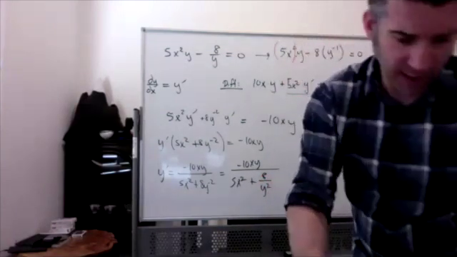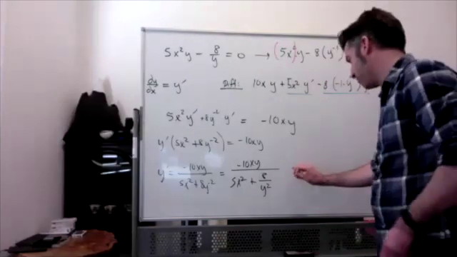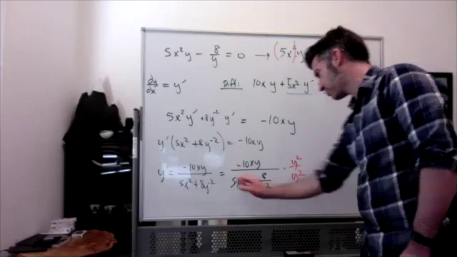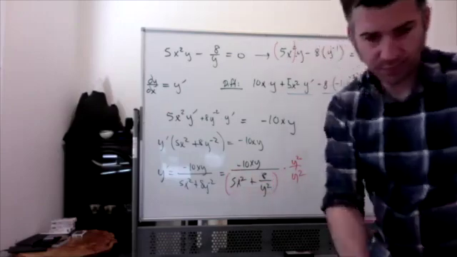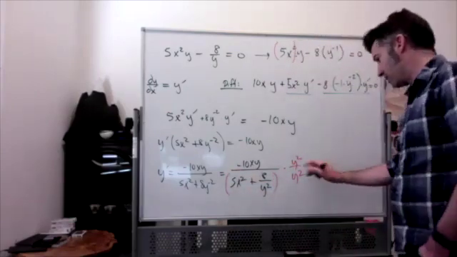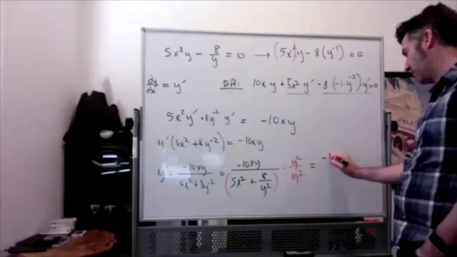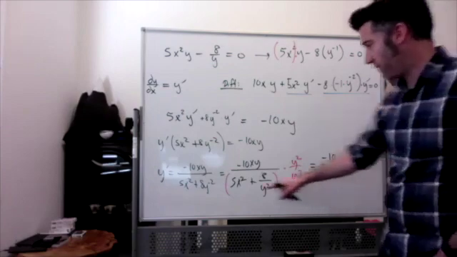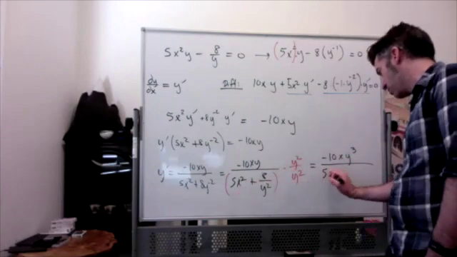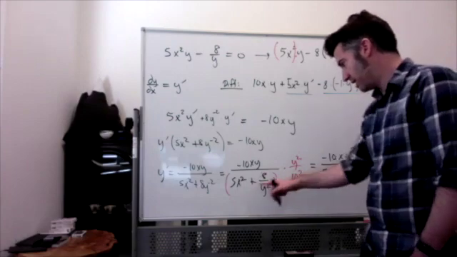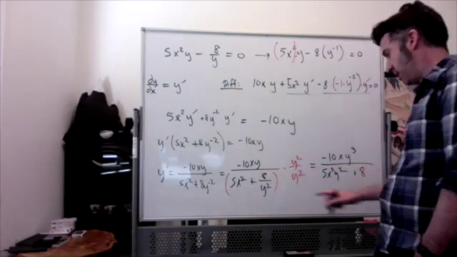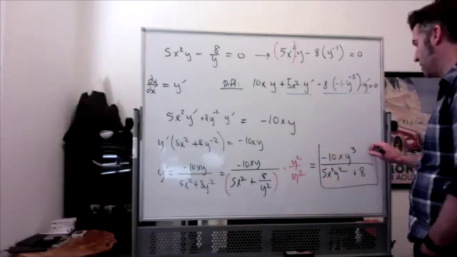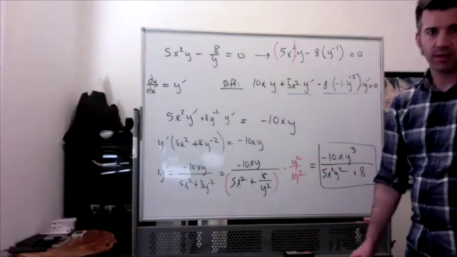So what we often do with this is we then multiply the top and bottom by that denominator. So that we end up getting, let's see, negative 10xy times y squared is negative 10xy cubed. And in the denominator, we have 5x squared times y squared plus 8. Like 8 over y squared times y squared is just 8. This is probably how you're actually going to see this answer.